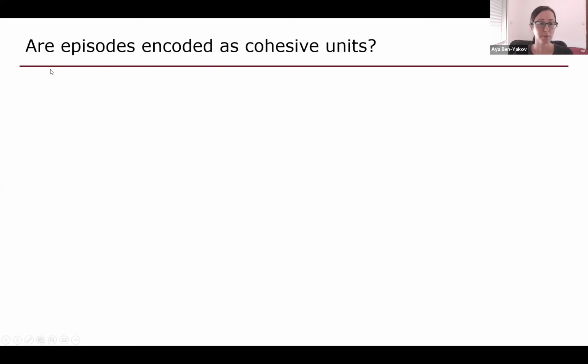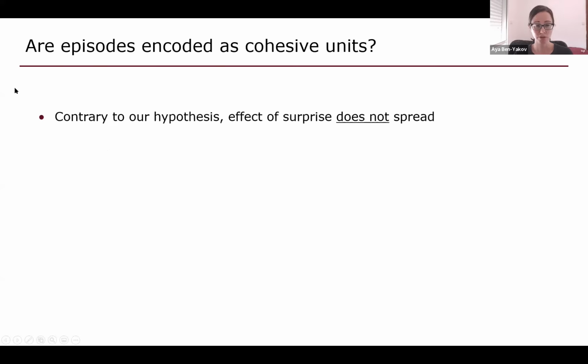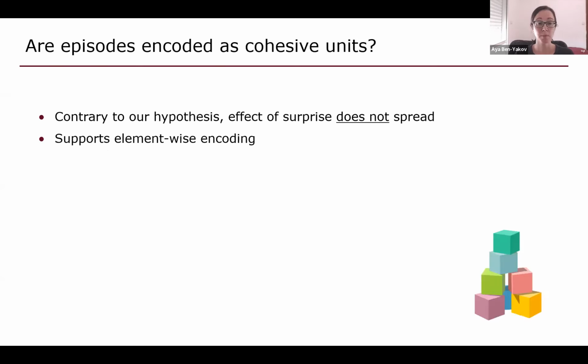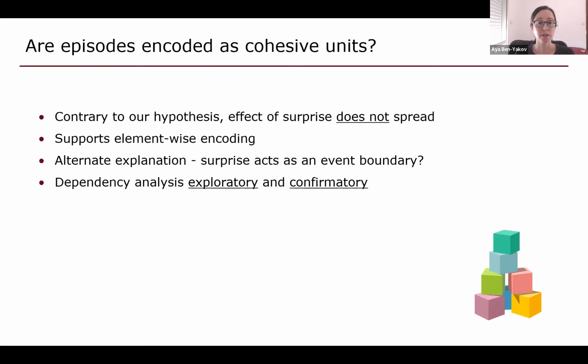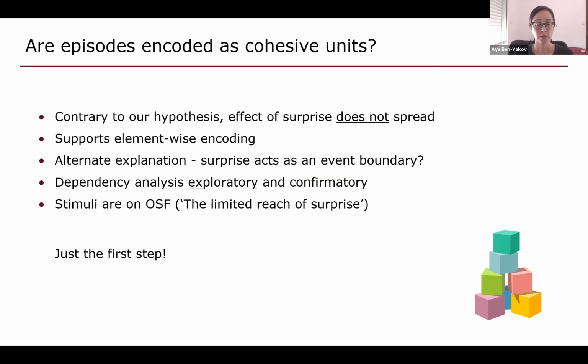To summarize what we found, contrary to our hypothesis, the effect of surprise does not spread to the rest of the event. This supports element-wise encoding, suggesting that every element is encoded as it's encountered, but an alternate explanation is that surprise acts as an event boundary, although this dependency analysis is exploratory, not confirmatory, and we're planning on running additional studies to verify this. I'll just mention that if anyone is interested in using the stimuli, they're on OSF, and this is just the first step. We're not going to be answering this huge question with just this one study, so there's more to come.